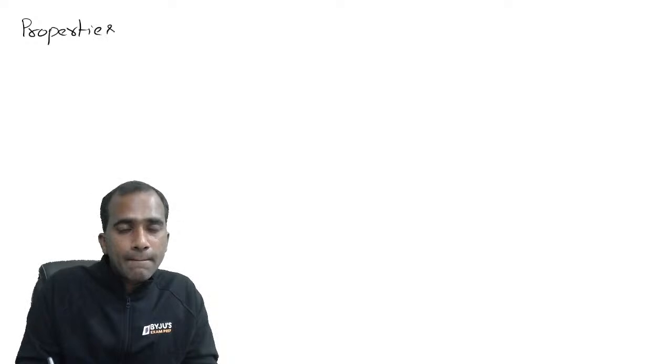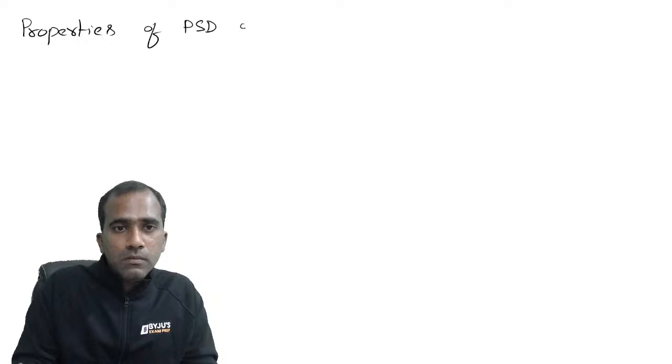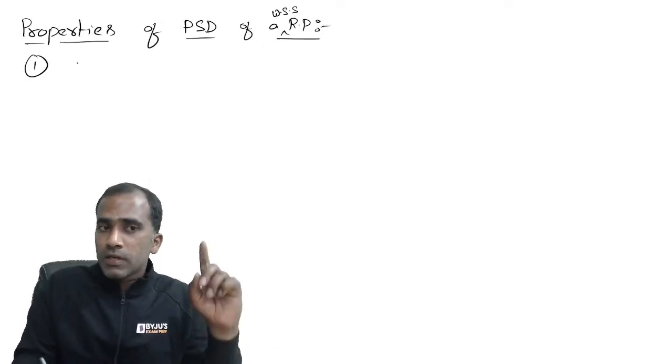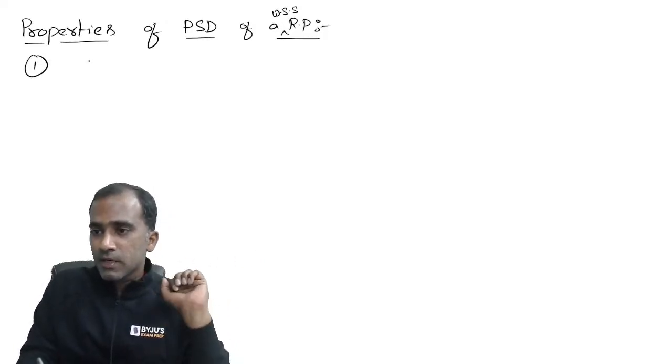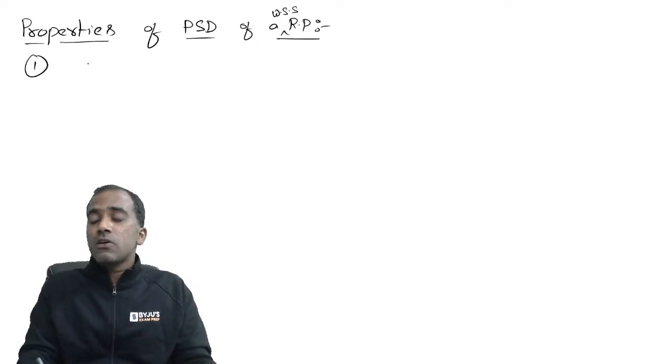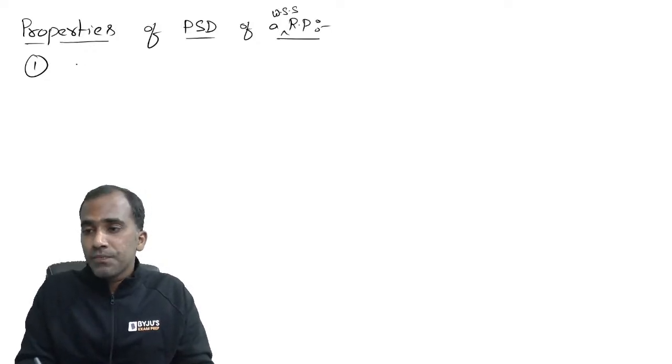Right. So let us talk about properties of power spectral density quickly. Properties of power spectral density of a random process, of a WSS random process specifically. We are not interested in non-WSS random processes. The first property, so try to understand: we know the relation between autocorrelation function and power spectral density. The first property of the autocorrelation function is that it is an even function of tau.